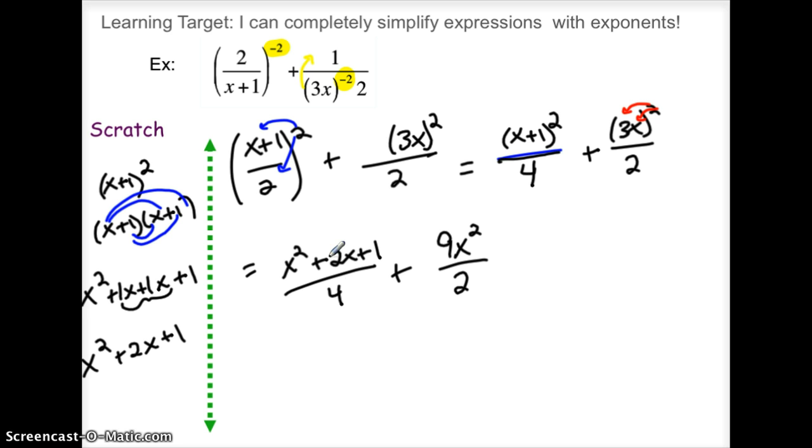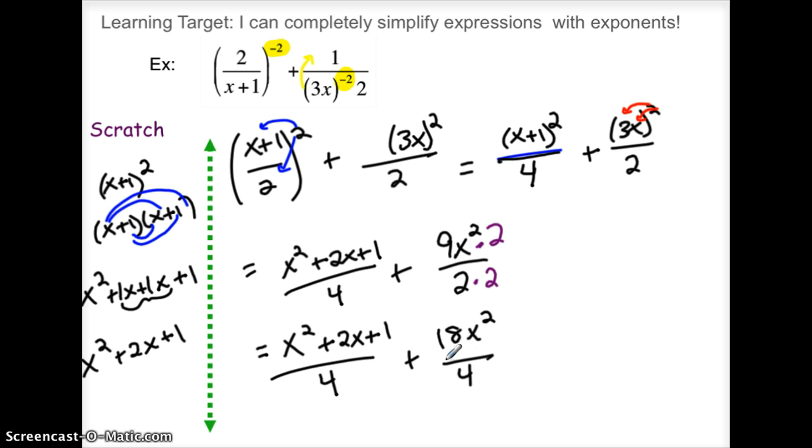But now this problem, notice we want to add these two fractions, but to add fractions you need the same denominator. So I've got 4 and I've got a 2. Well, I think it makes sense to make both fractions have a denominator of 4. So you do that by multiplying the second fraction by 2. So I'd have x squared plus 2x plus 1 over 4. He didn't change. But the second one, I've got a new fraction. 9 times 2 would be 18x squared over 4.